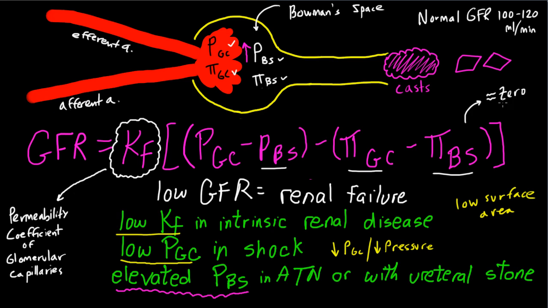Another common clinical circumstance is the presence of a ureteral stone, a kidney stone. A stone lodged in the ureter will lead to an increase in hydraulic pressure proximal to the stone. So pressure in Bowman space can be elevated. That will oppose GFR and again lead to renal failure.